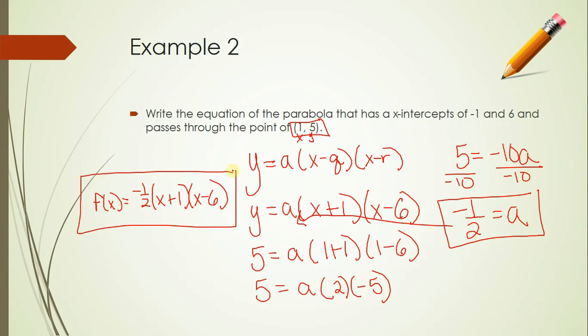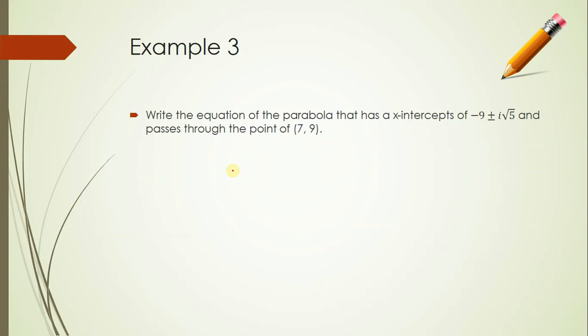Awesome! Let's try the last example here. So I've got the equation of a parabola that has the x-intercepts of -9 plus or minus i square root of 5, and it passes through the point (7, 9). Now, we've looked at parabolas that have this. That means that they do not have real intercepts. They don't cross through the x-axis. So, how do we deal with this?